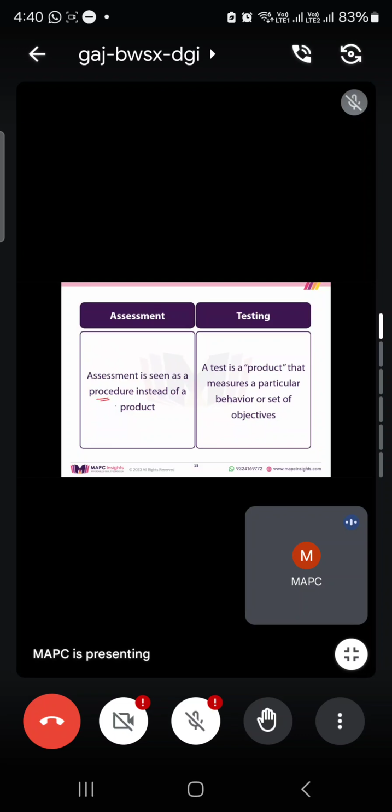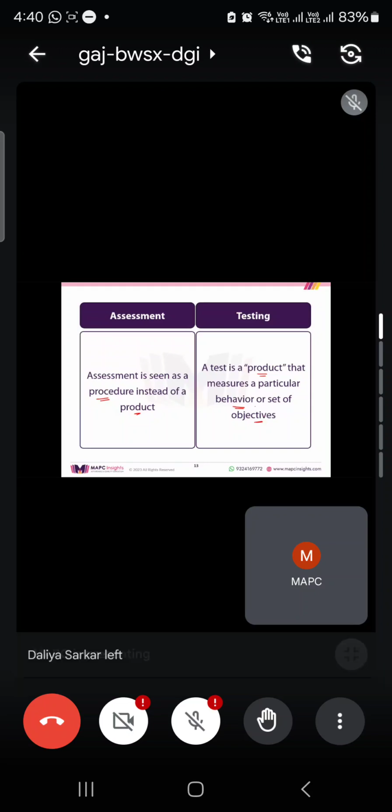Assessment is seen as a procedure instead of a product. Assessment is not a product, assessment is a procedure. Whereas the test is a product that measures a particular behavior or set of objectives. That's what testing is.